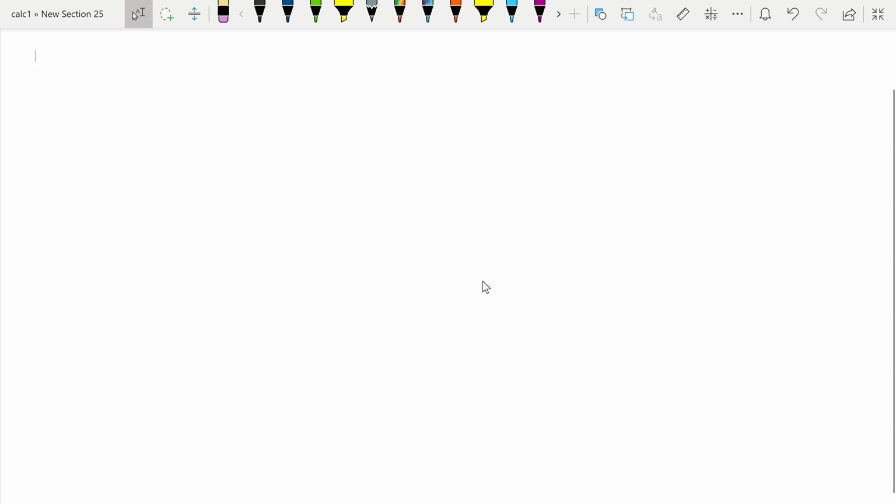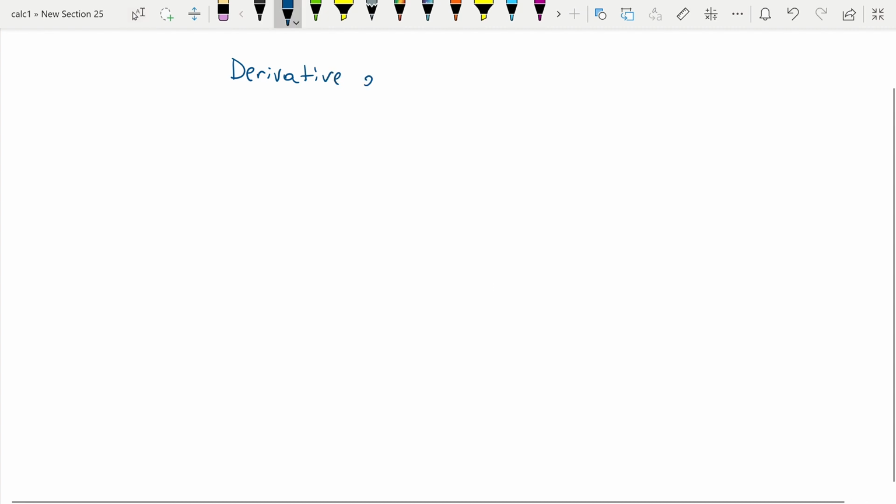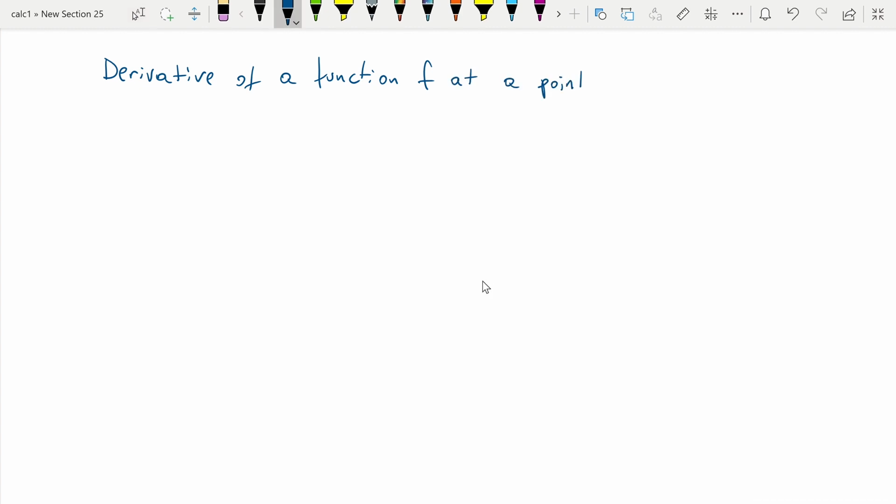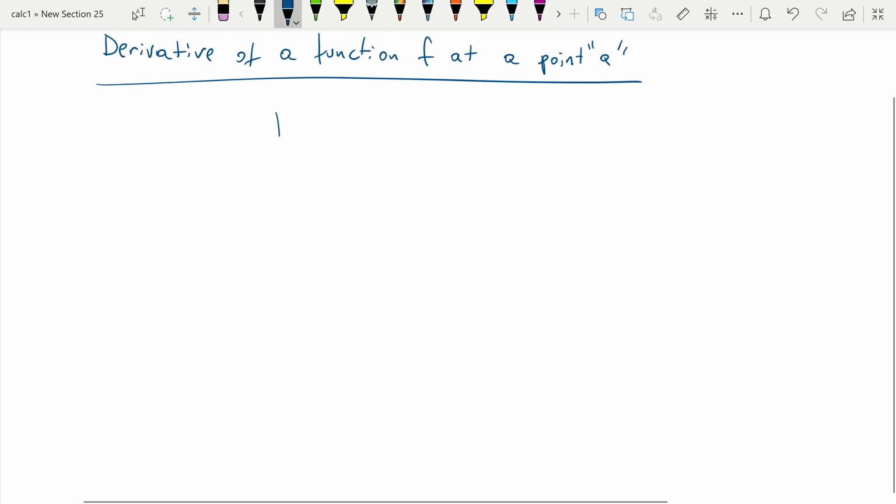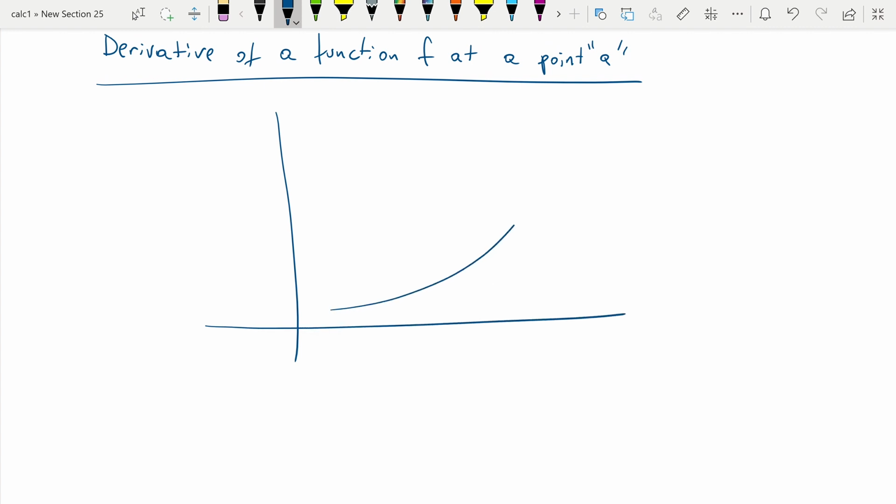So we're finally at the point where we can start talking about the derivative of a function. And we start by introducing the notion of a derivative of a function at a given point A. In the next section, we'll start looking at the derivative as a function itself. But for now, we'll just discuss what happens when we look at the graph of a function f at the point A.